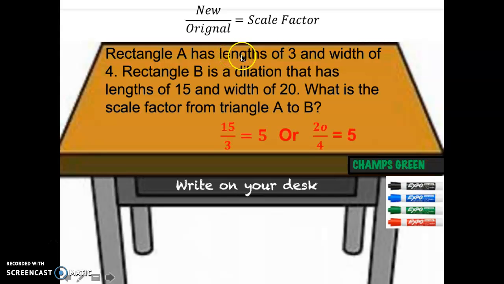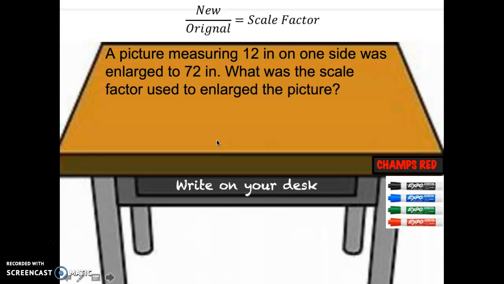So, for example, if you did length, the new was 15 and the original is 3. 15 over 3 would give me 5. Or if you use width, you would have 20 as the width, which is the new, and then the 4 as the original. I'm sorry, the 4 is the original. When you divide, you get a scale factor of 5. Notice that both are the same scale factor.